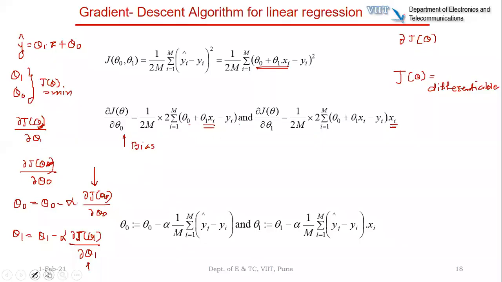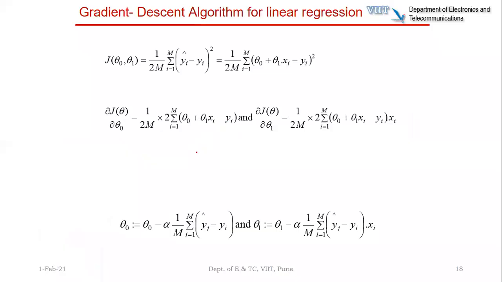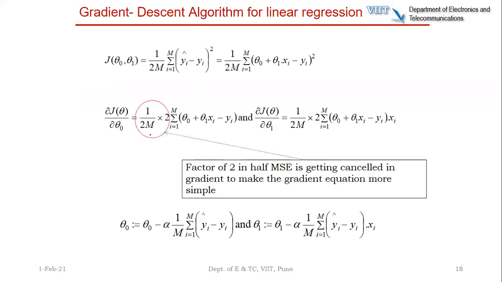Okay, so let me erase this first and go forward. Got this? So what is happening now? This 2 is getting cancelled. This 2, this 2 and this 2 are getting cancelled. And this is the simple reason that instead of taking the complete MSE, all the time we are taking half MSE. This is a simple adjustment that we have done. So here is the comment that I have made: the factor of 2 in half MSE is getting cancelled in the gradient to make the gradient equation simpler. That is the reason we took this half MSE.